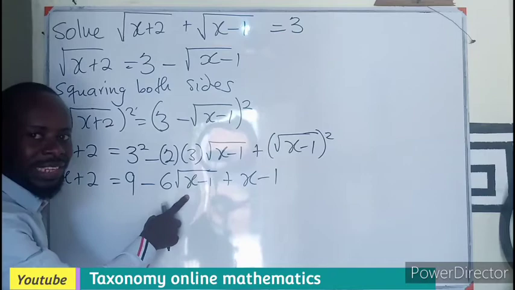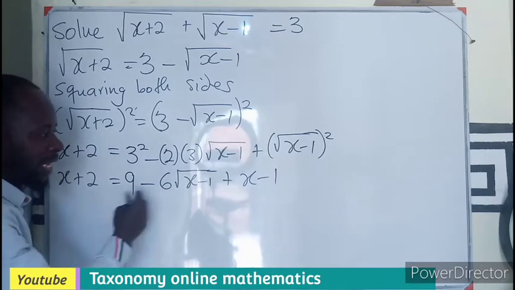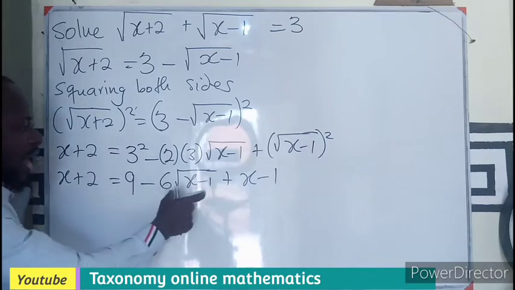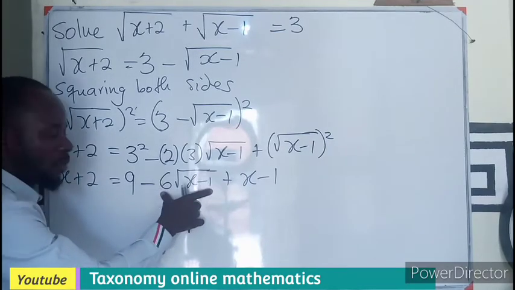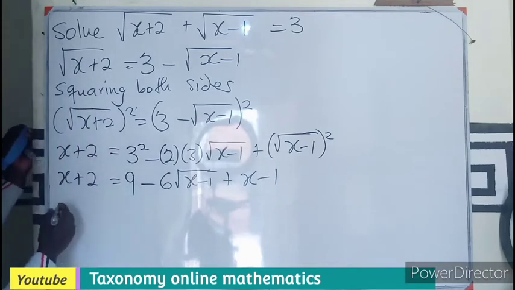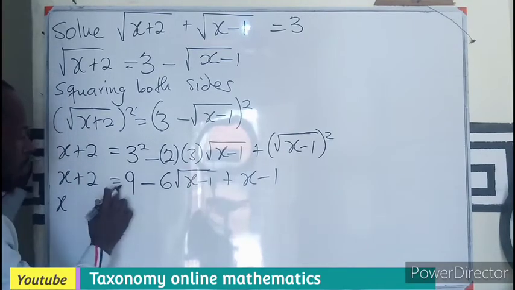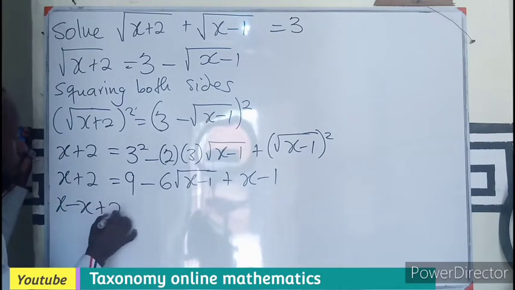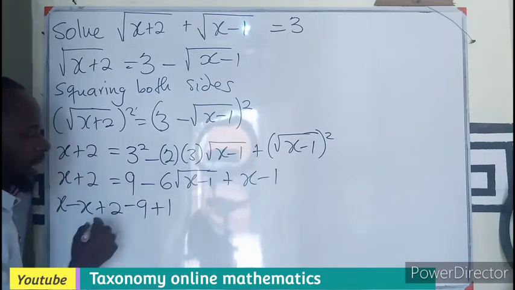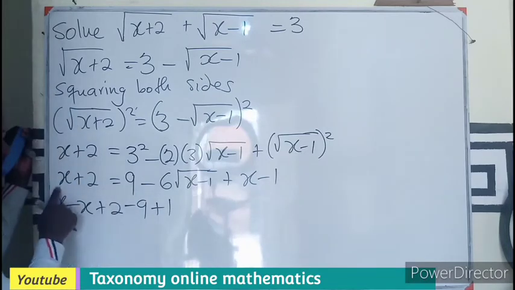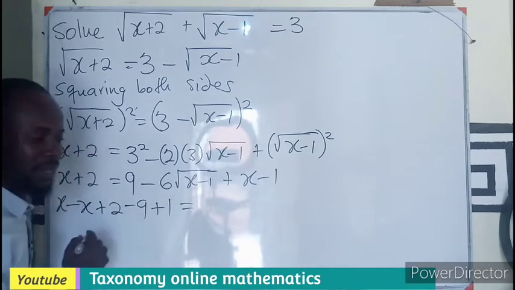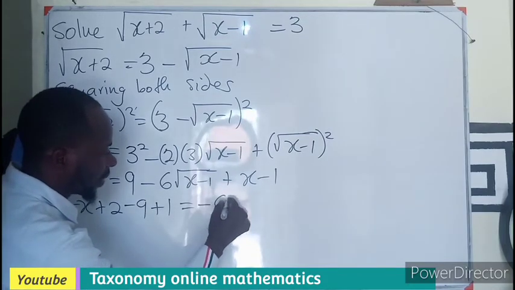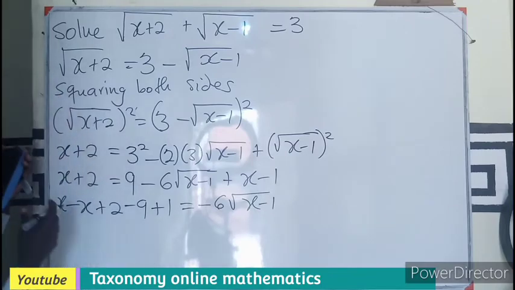I am still having a square root in this equation, so I can just send all other terms that are not having square root to one side, then the term with the root at the other side. So maintaining my x, bringing this x all the way from the right to the left becomes minus x. Maintaining my 2, bringing in the 9 as minus. This is going to come as plus 1. At the left, then we are left with minus 6, the root of x minus 1, as our next step.